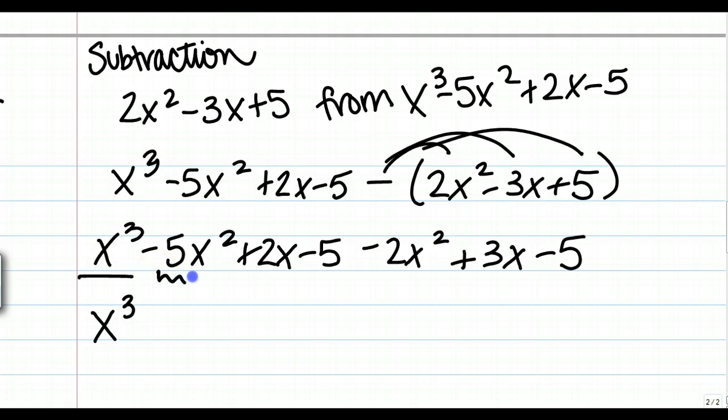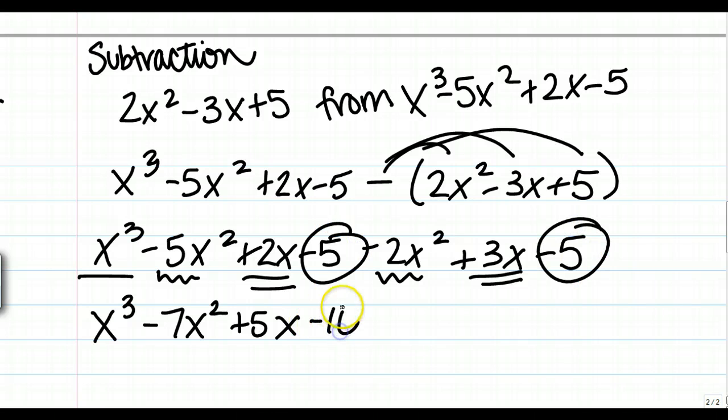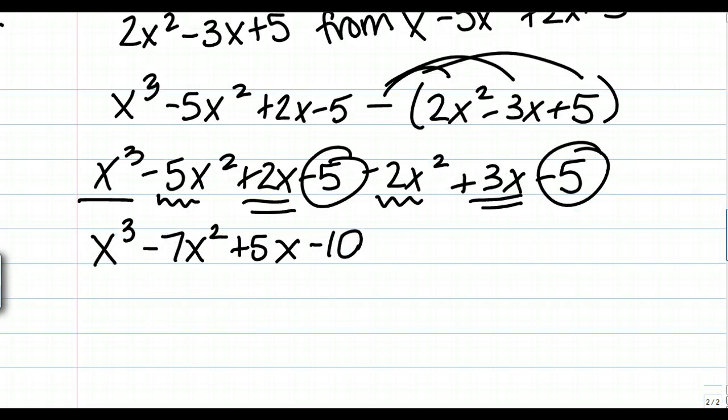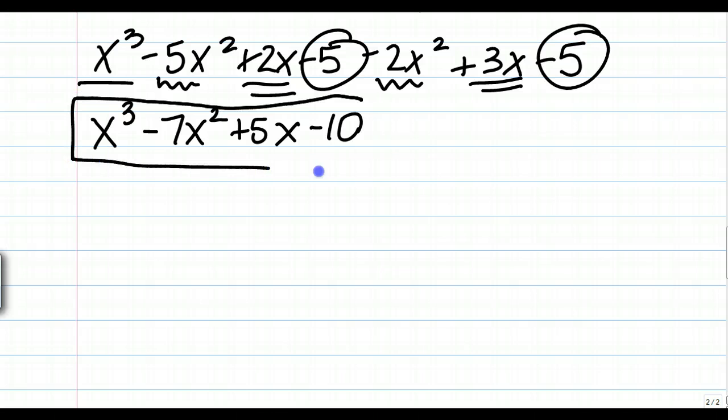Then I have an x squared and an x squared, so negative 5 and negative 2 is negative 7x squared. I have a 2x and a 3x, which is a 5x. And negative 5 plus negative 5 is negative 10. So now you look to see if this is in descending order. Well, I have x to the third, x squared, x to the 1, and nothing. So this is in descending order.